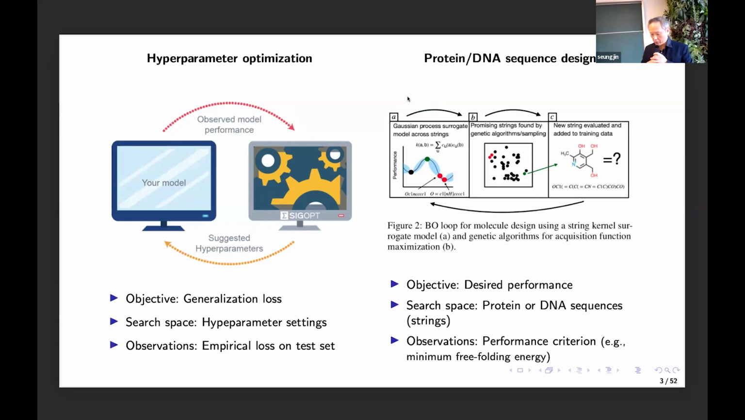The objective here is the desired performance, and the search space is protein or DNA sequences, so basically it's strings. The observation is a performance criterion you set up, for instance, minimum free folding energy. So this is typically a huge combinatorial problem which cannot be solved easily.